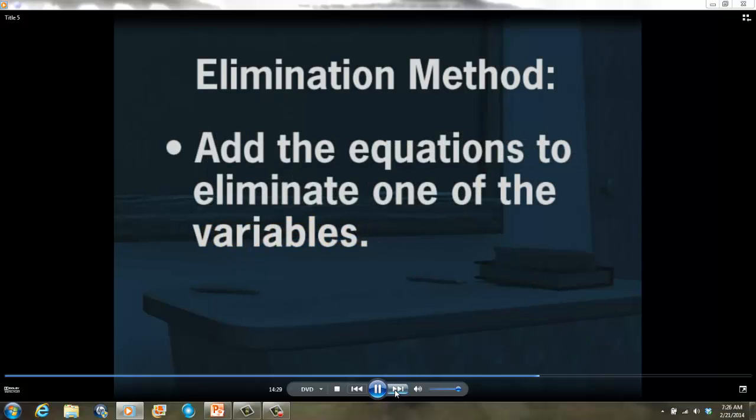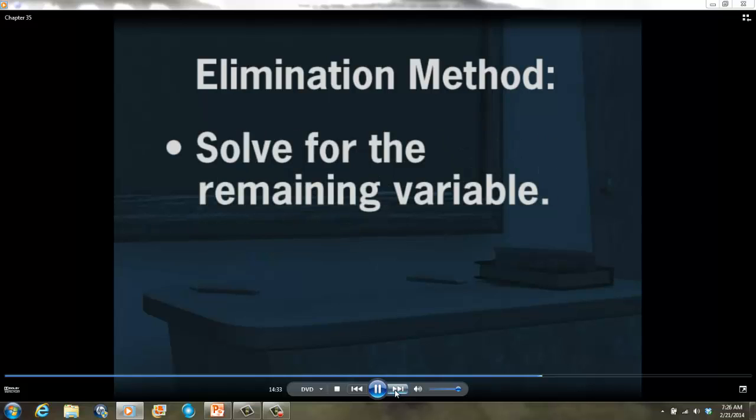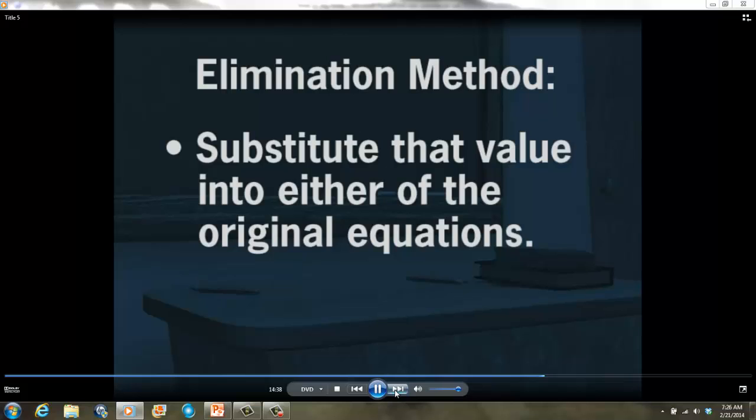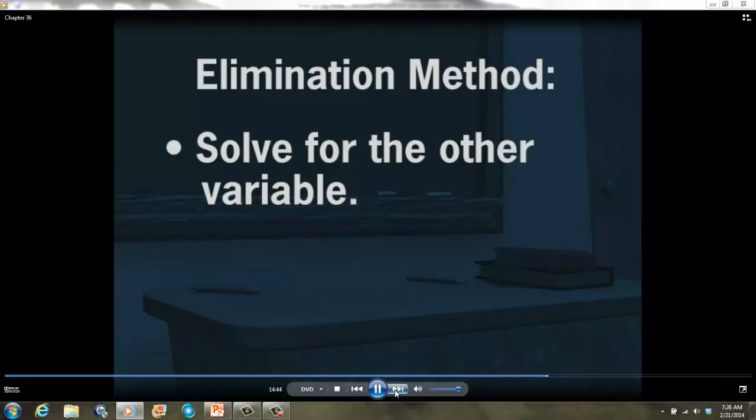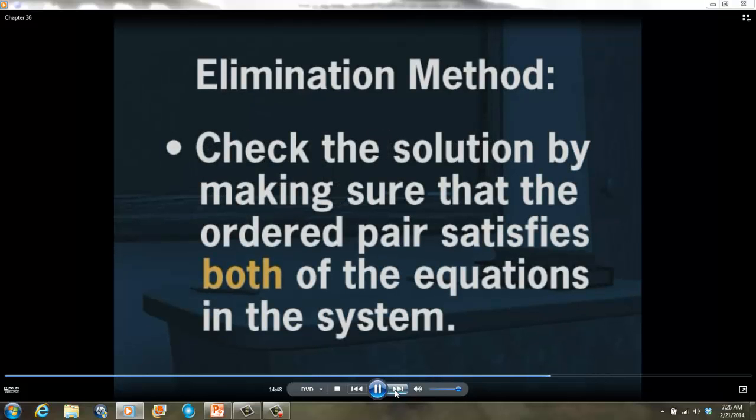Add the equations to eliminate one of the variables. Solve for the remaining variable. Substitute that value into either of the original equations and solve for the other variable. Check the solution by making sure that the ordered pair satisfies both of the equations in the system.